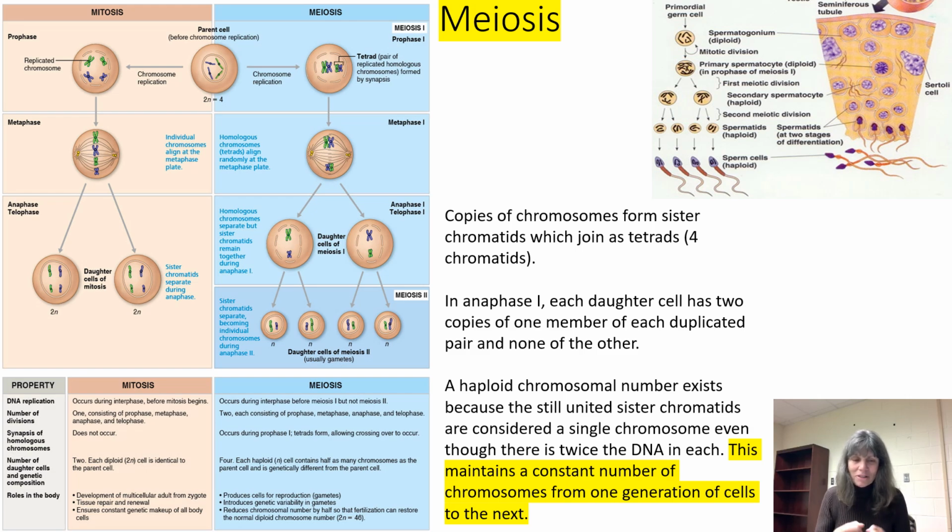Those sister chromatids will separate, becoming individual chromosomes during meiosis 2 in anaphase 2. And that maintains a constant number of chromosomes from one generation of cells to the next.